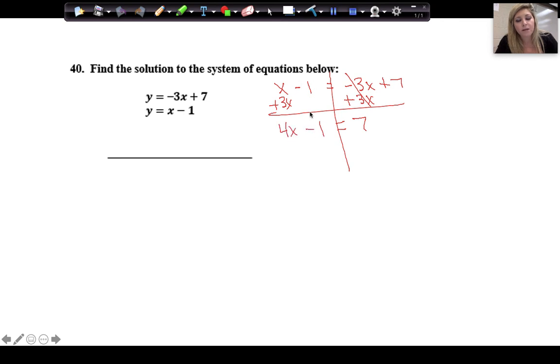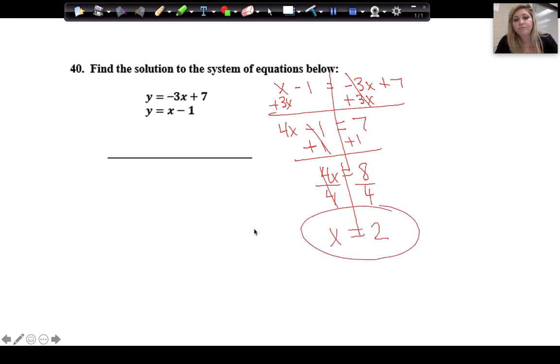Bring down that minus 1, and then to get 4x by itself, we need to add 1 to both sides. This is going to cancel because a negative 1 plus 1 gives us 0, so bring down your 4x. And then 7 plus 1 gives us 8. To solve for x, we still need to divide both sides by 4. This cancels because 4 divided by 4 is 1, and 1 times x is x. And 8 divided by 4 is 2. So we know that we have our solution.